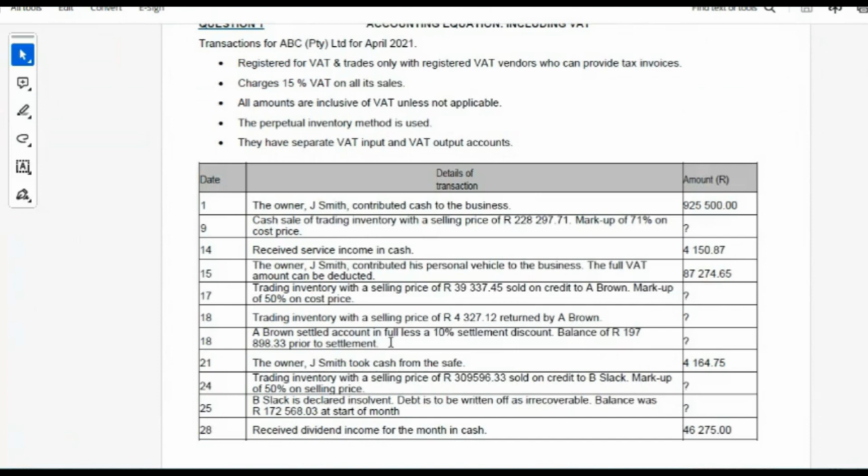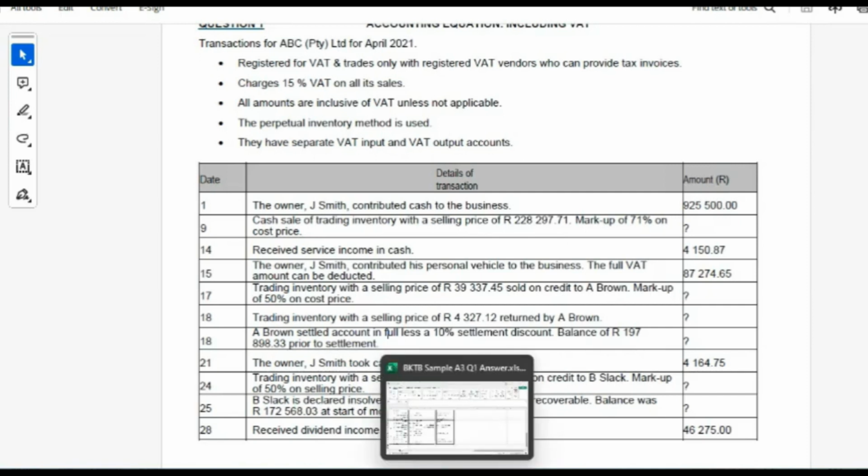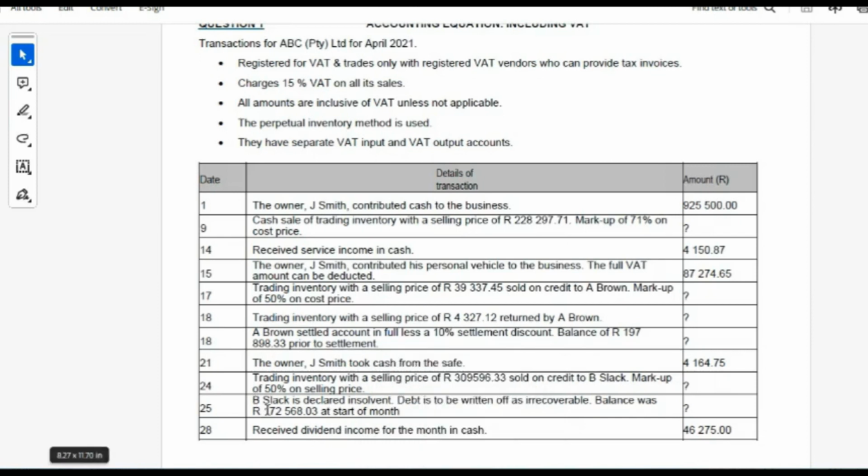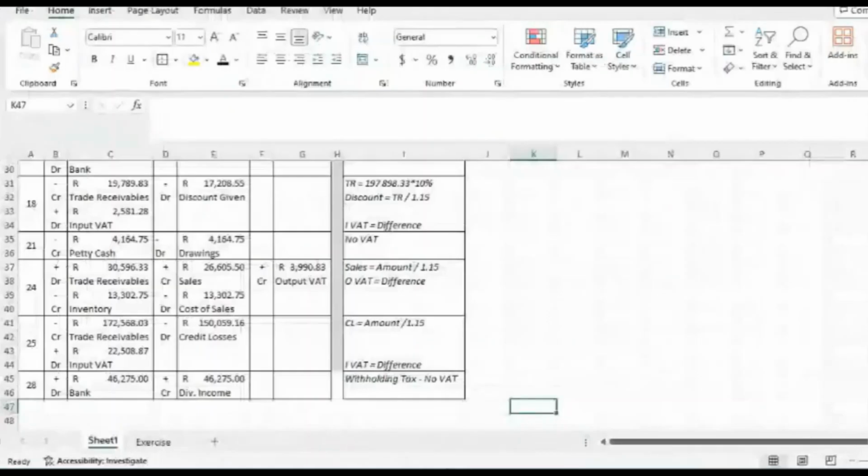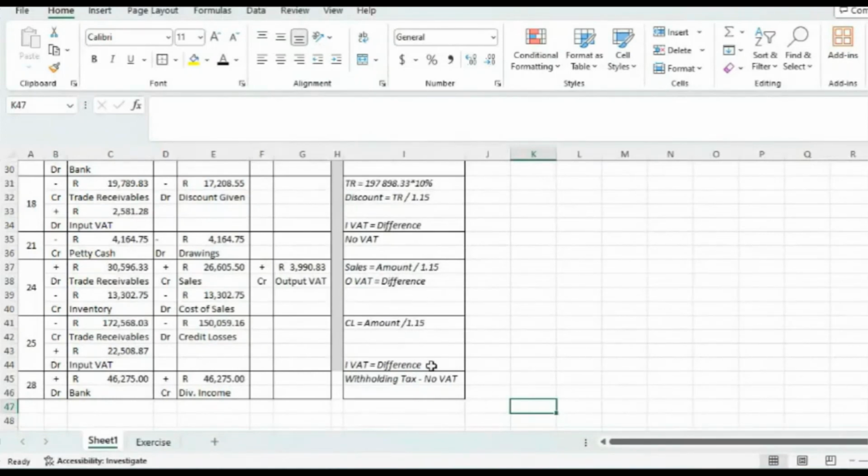Yeah, no, you should, Gareth. You are 100% correct. And I'll tell you why. Because here on the 18th, it actually said A Brown settled account in full, less a 10% settlement discount. The amount was this prior to settlement. And then because they said prior to settlement there, I didn't read properly. And so, of course, you are 100% correct. But now, let me just make sure. Okay, so we'll have to make a little note here.